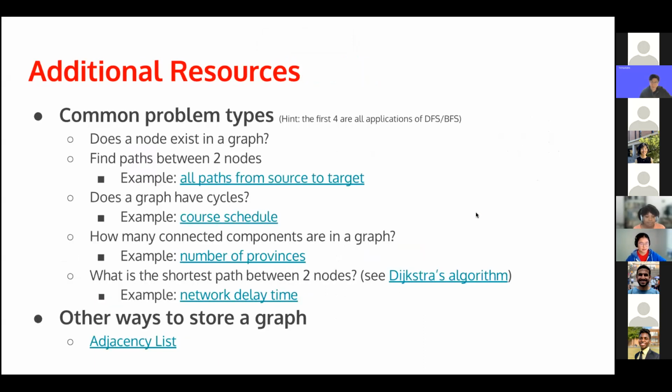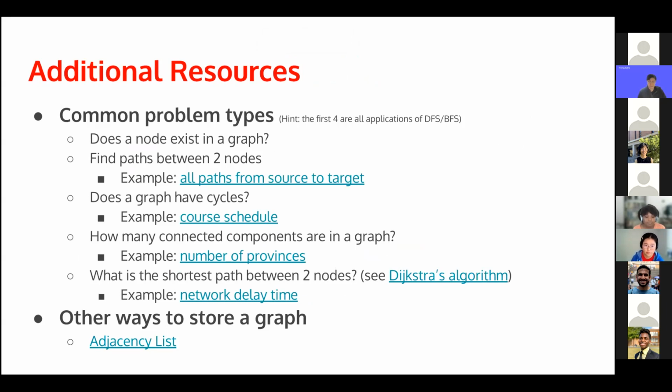And then the last thing I wanted to mention was that there's a bunch of common questions associated with graphs, and I tried to find an example for each. These are all links to LeetCode problems that you can try. So really common is, does a node exist within a graph? Is there a path between two nodes? Does a graph have a cycle? How many connected components are in a graph? And what's the shortest path between two nodes?